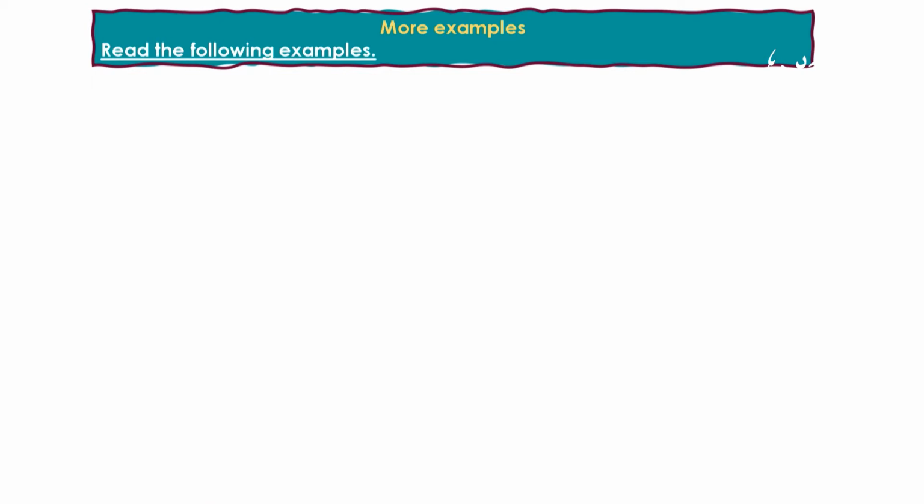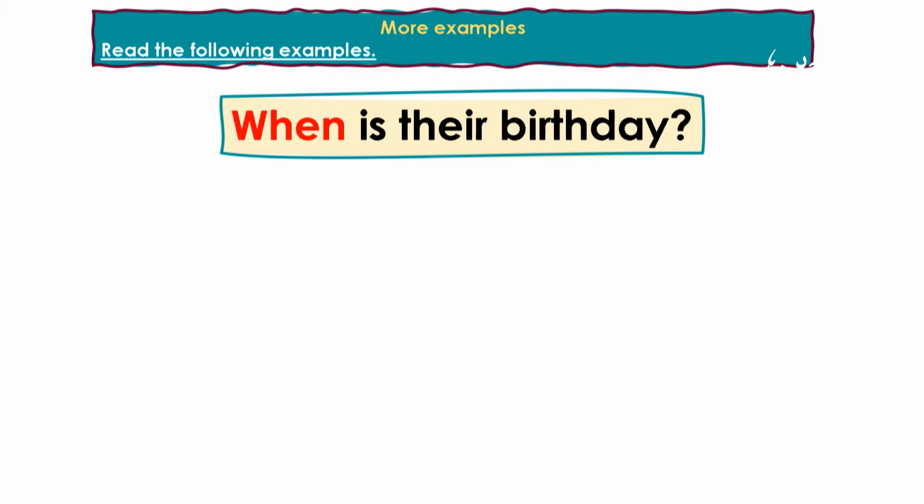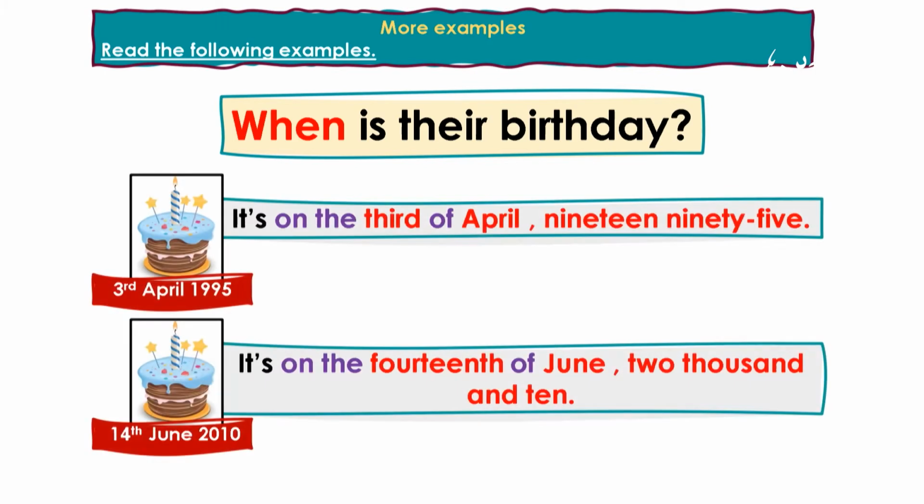Let's have more examples together. When is their birthday? The first one. It's on the 3rd of April, 1995. The second one. It's on the 14th of June, 2010.